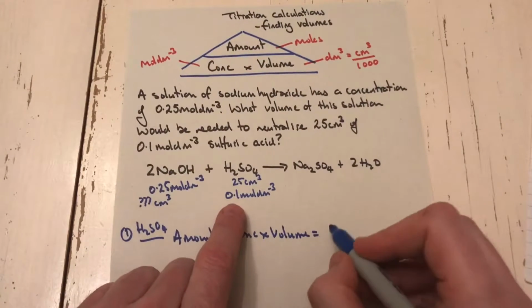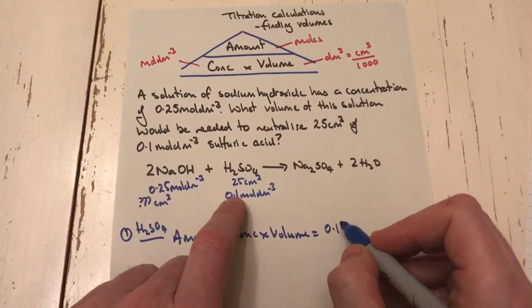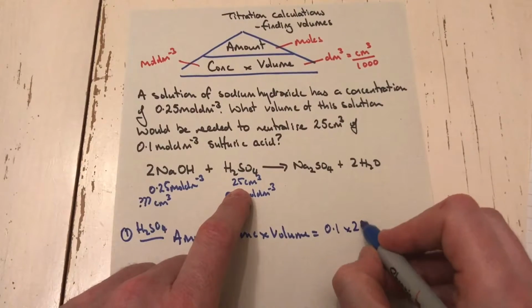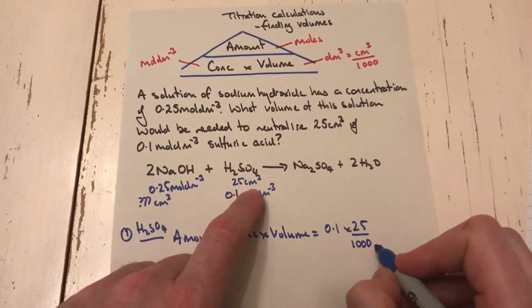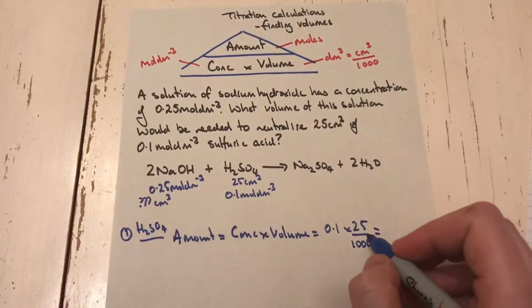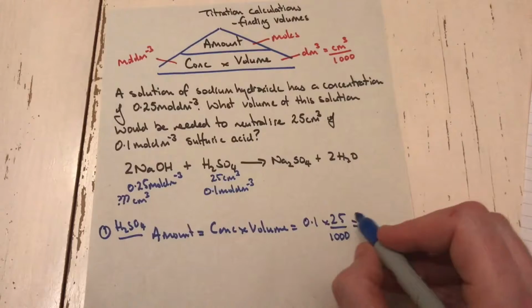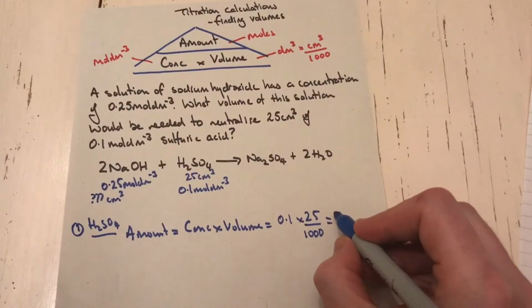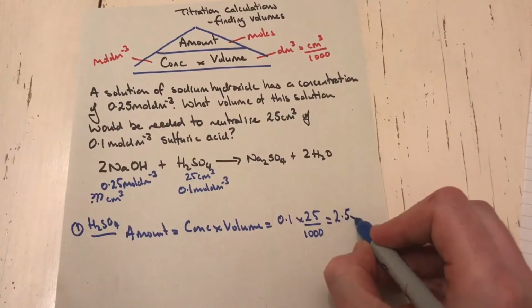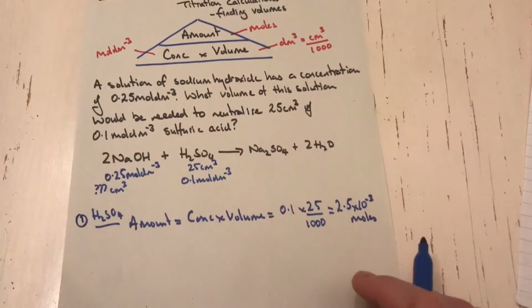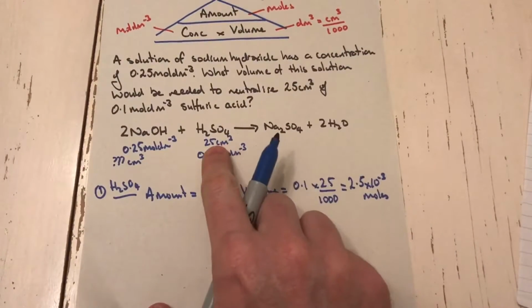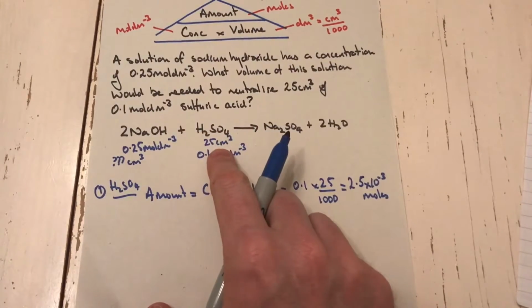So the concentration is 0.1 and the volume is 25. Remember, divide by 1,000 because this is 25 centimeters cubed. It's time to get your calculator out to check this, and if you do this on your calculator, you should get an answer of 2.5 times 10 to the minus 3 moles. So I now know how many moles there are in this volume that have reacted.